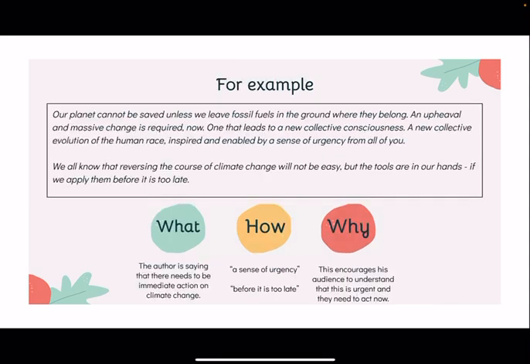All right, we have an example here. So this little excerpt is taken from Leonardo DiCaprio's speech to the UN about climate change. So we know the issue is climate change, and we know that the audience is world leaders and people who are attending the conference.